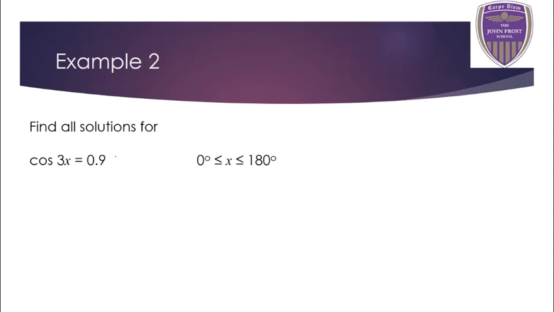For example 2, we're going to solve this equation: cos 3x equals 0.9. Again, this one refers to 3x, so this range needs changing to 3x. You can see that I've multiplied x by 3 to go to 3x, so I better multiply the entire range by 3. So 3 times 0 is still 0, and 180 degrees times 3 is 540 degrees. That's my range.